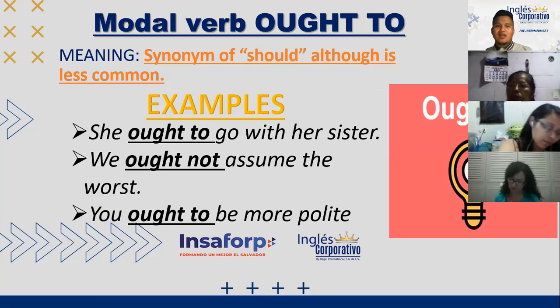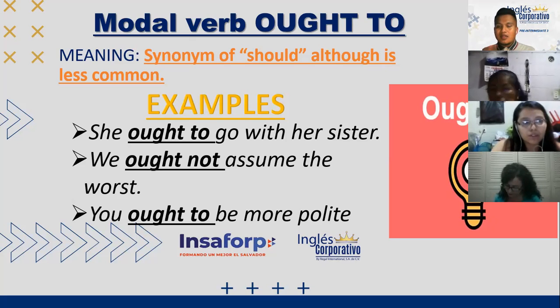Let's see the next one. The modal verb ought to. Listen. Ought to. That's the way we pronounce it. This one is a synonym of should, but it is less common, so that means that we do not use it that much. Why? Because it is too formal, and normally it is used in formal documents, articles, newspapers, or something like that. So we can say that this is the formal part of the modal verb should. This is really, really formal. You do not see it on a daily basis. No es algo que vayamos a ver daily, right?